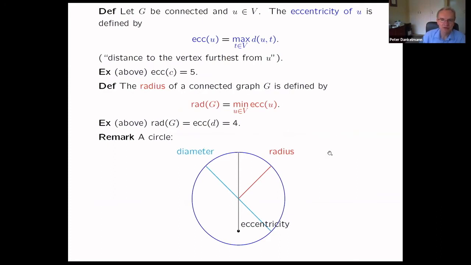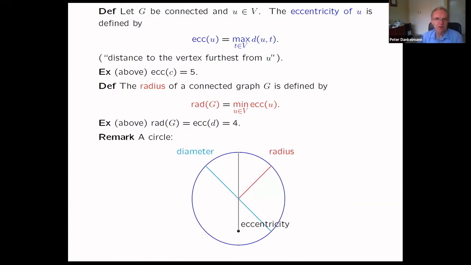And a good way to picture the meaning of these notions, diameter, radius, and eccentricity, is if we just draw a circle here, then the diameter is just the longest distance between 2 points of the circle. The radius is the distance from a point in the middle to the actual circle. And the eccentricity of a point, well, it's stretching it a little bit, but if we pick a point, the distance to the point furthest, that's what we call eccentricity.